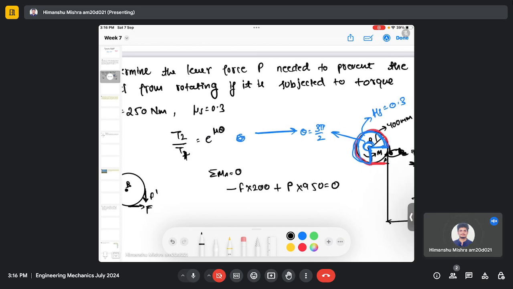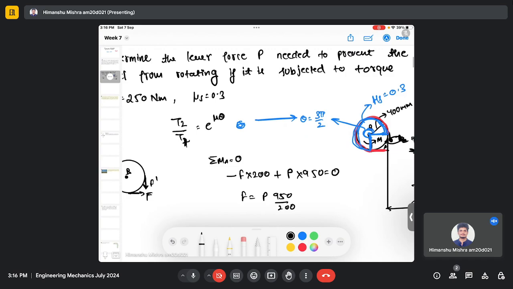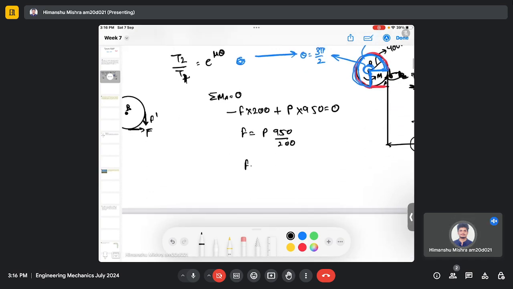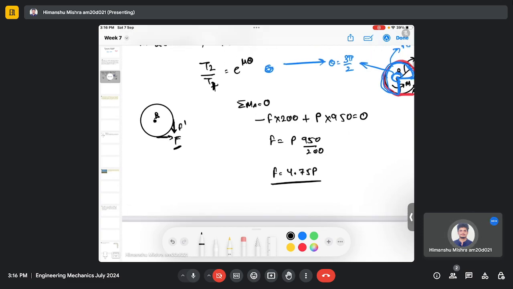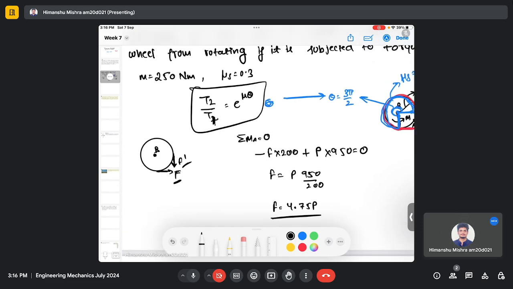So here I can find the force F, which is P times 950 by 200. So I will get F as 4.75 P. So this is my F. I already found F. Now I can find F dash by using this relation. Here T2 is my F dash and T1 is my F.